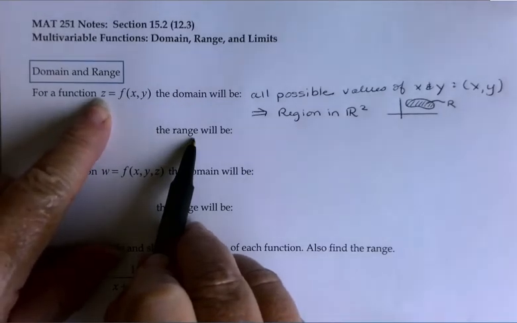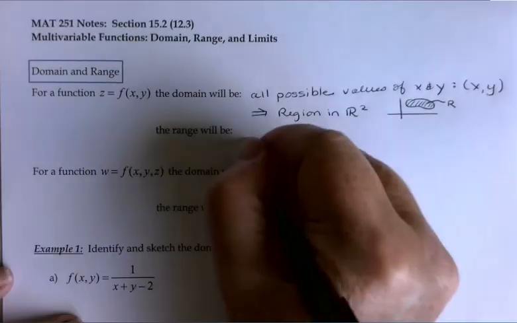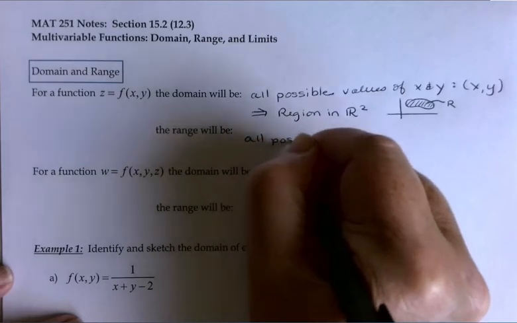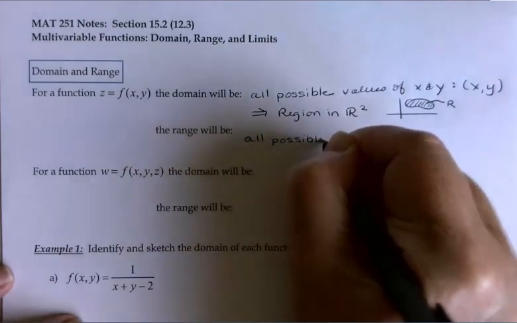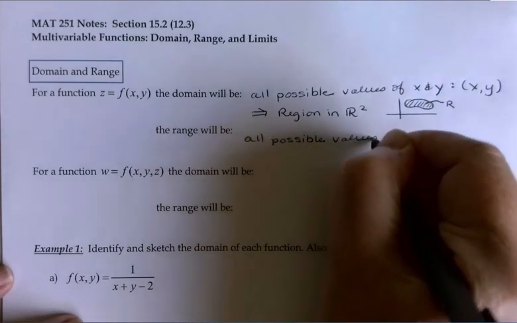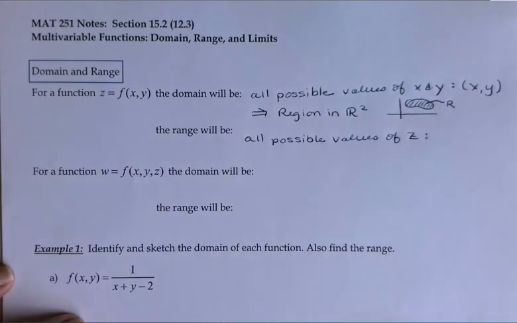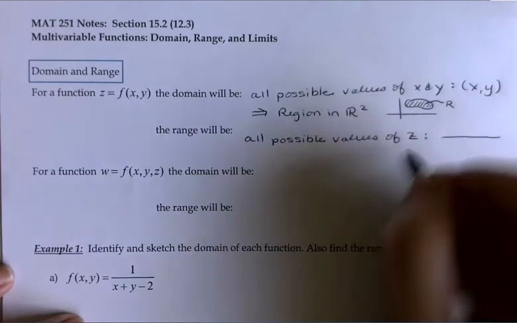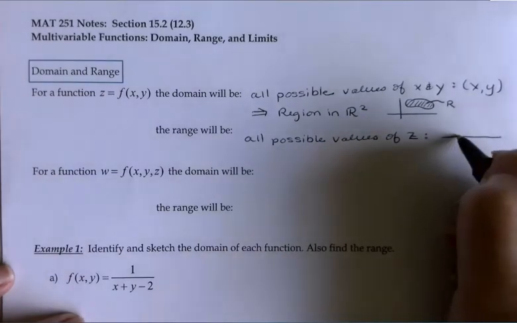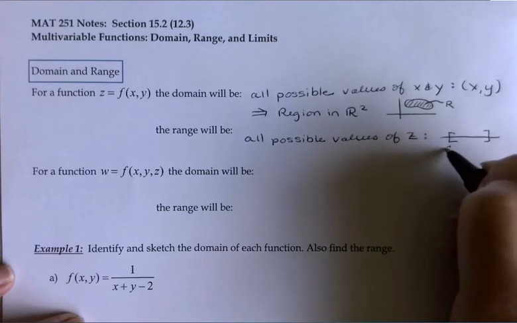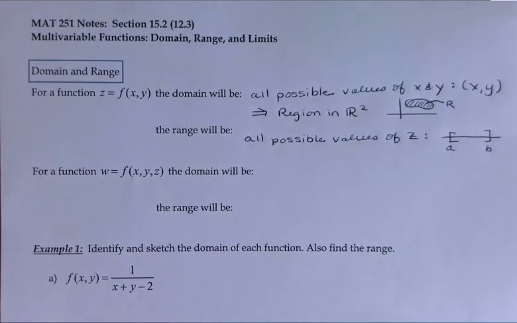The range is the output. That's just z. So the range will simply be all possible values of z, and that's just going to be some interval, right? Z is just a one variable, so it would just be some potentially open or closed interval from A to B. I drew it closed, but it could be either.